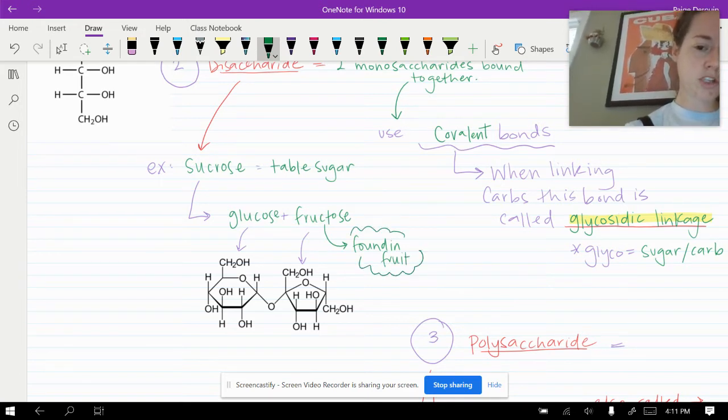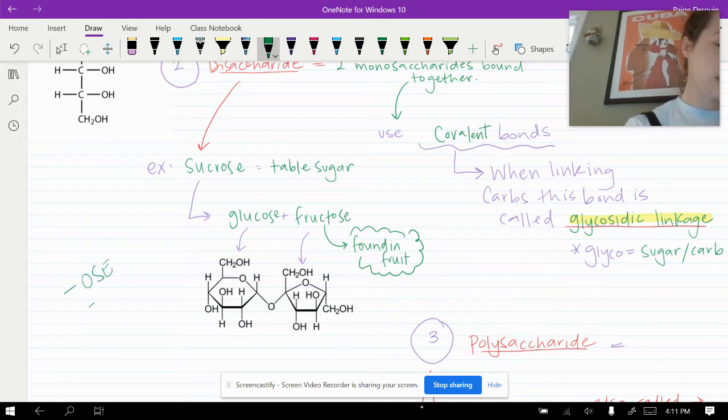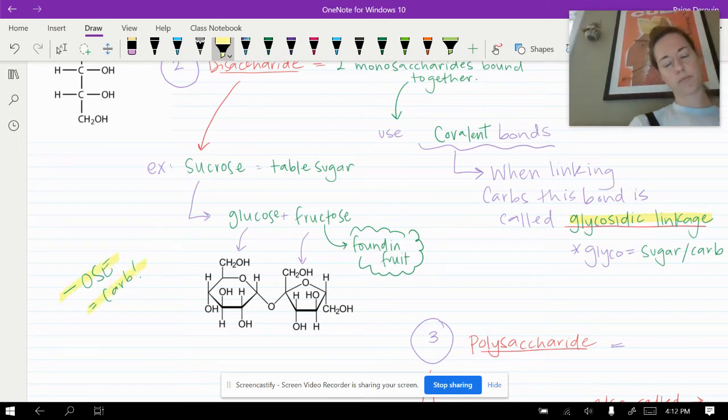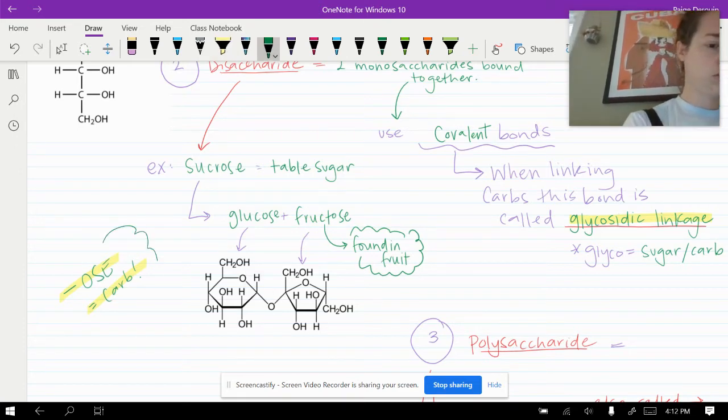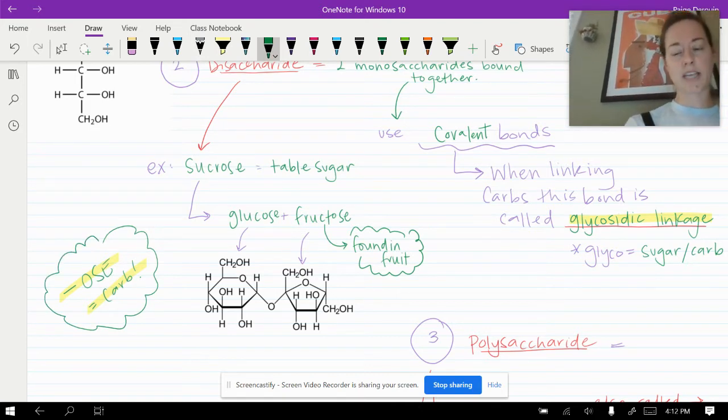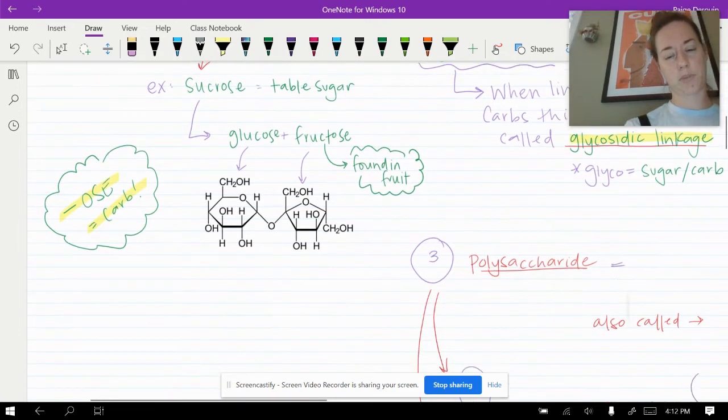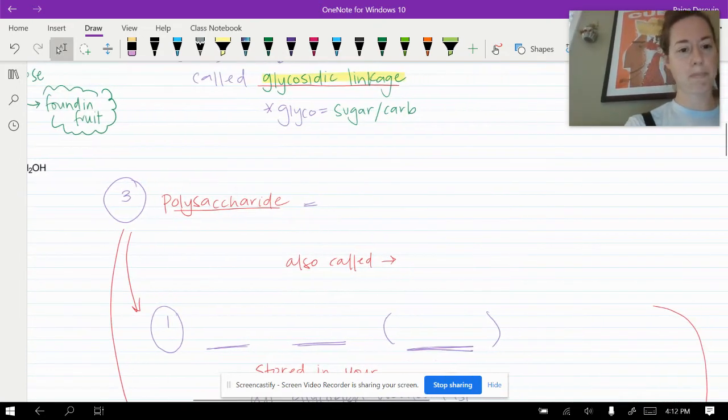So just remember too that ose, I'll put it over here, means that you're talking about a carb. It's an easy way to remember if the word ends with ose. All right, so now we're going to talk about the biggest type of carbs, which is a polysaccharide. So come down here to number 3.